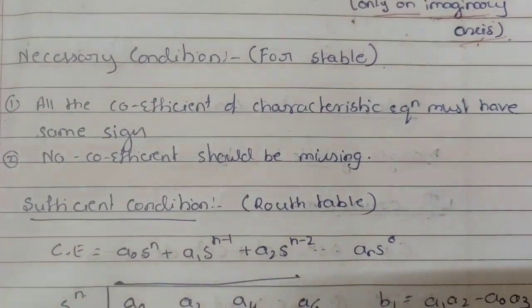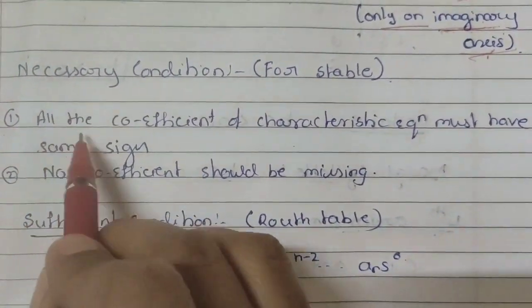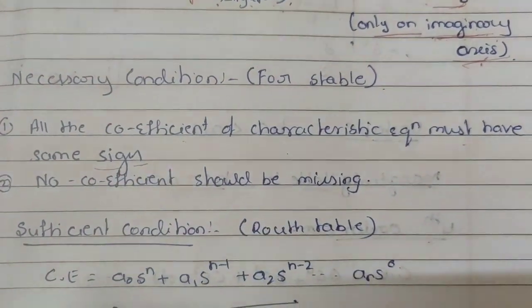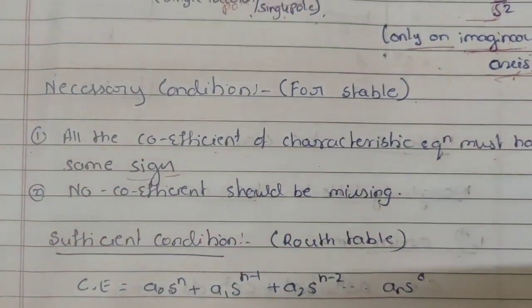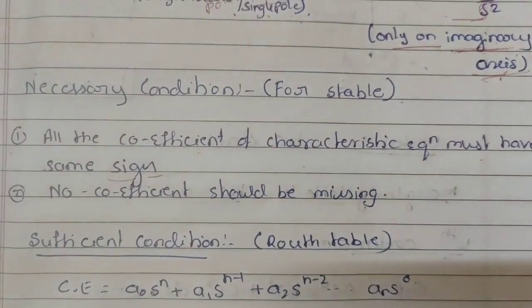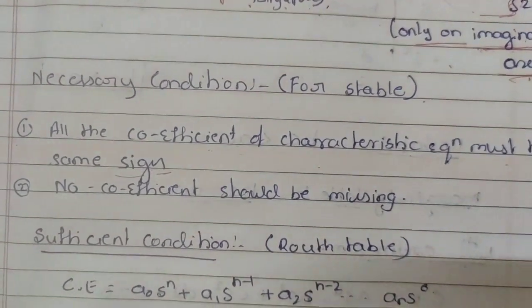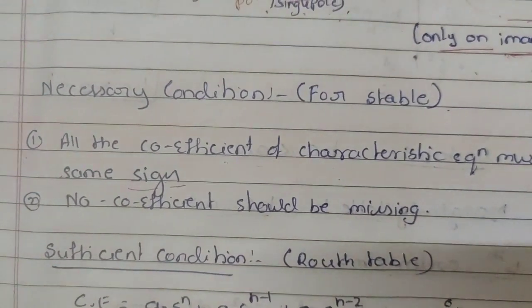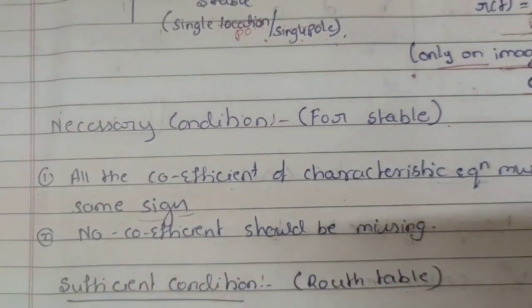Necessary conditions for a stable system. There are two necessary conditions. First, all the coefficients of the characteristic equation must have the same sign. Second, no coefficient should be missing in the characteristic equation. These are the necessary conditions for a stable system, not sufficient conditions.